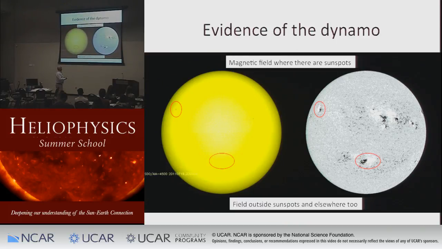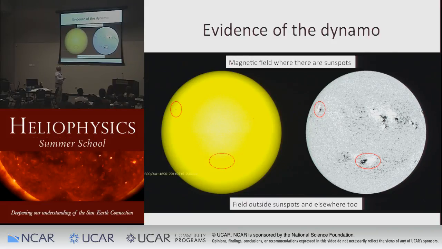So here you see what I'm talking about. This is a white light image. These are the sunspots. Around the sunspots you see regions. If you haven't seen one of these maps before, this is a map of the solar magnetic field. Black is magnetic field that's going into the page, and white is magnetic field that's going out of the page towards you. This is not done using magnetic field measurements in all three components, just that one component.